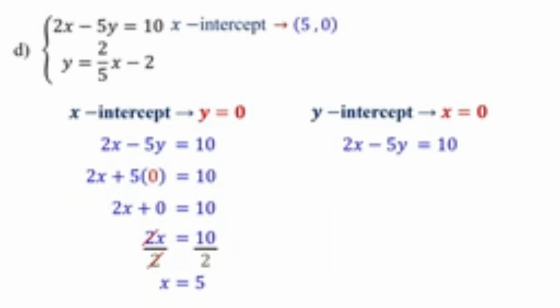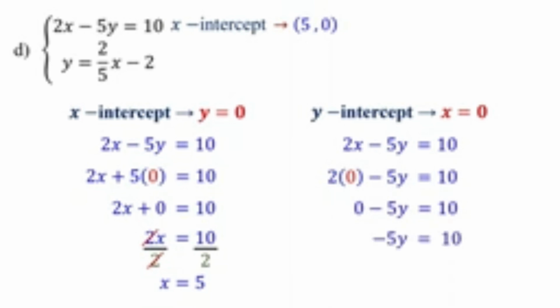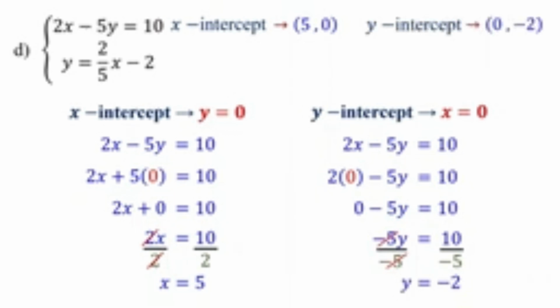To find the y-intercept, set x to 0. 2 times 0 equals 0, and we have -5y equals 10. To isolate y, divide both sides by -5, giving us y equals -2. Therefore, the y-intercept is (0, -2).